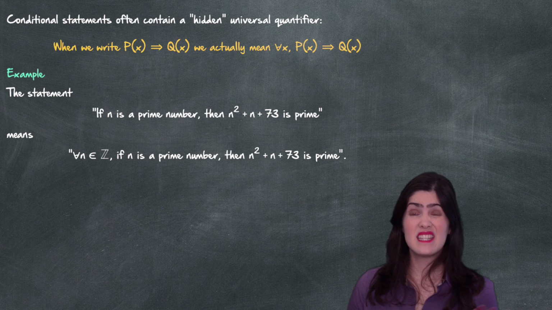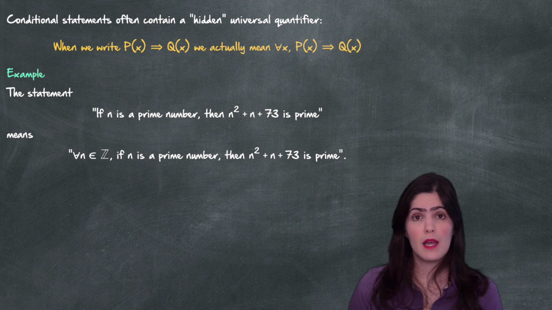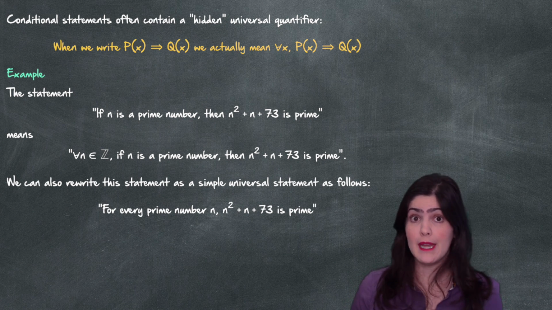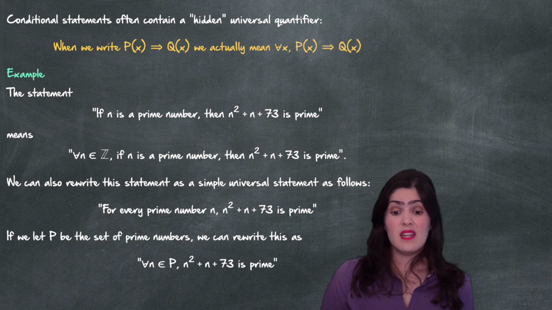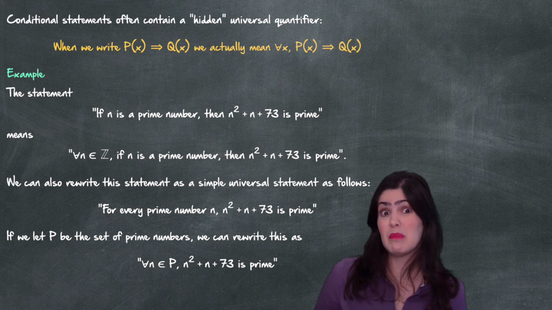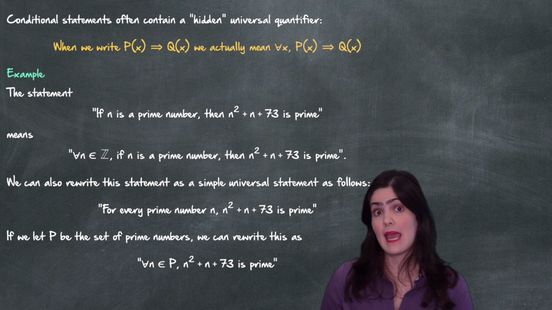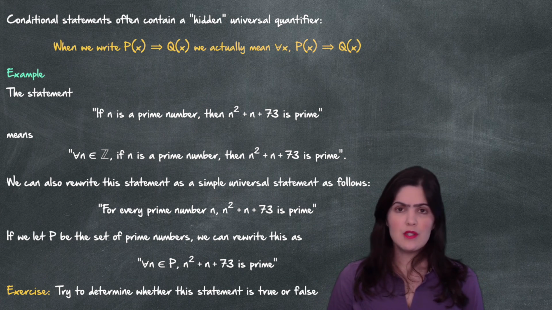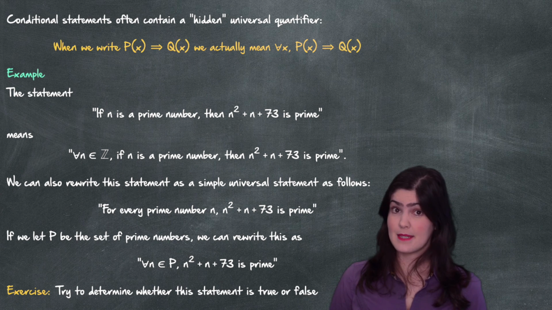And we can rewrite this statement into a simple universally quantified statement. We can say that for every prime number n, n squared plus n plus 73 is prime. And even if we let P be the set of prime numbers, we can rewrite it as for every n in P, n squared plus n plus 73 is prime. And I will leave it for you as an exercise to try to determine whether this statement is true or false. It's actually a quite fun exercise, so think about it.